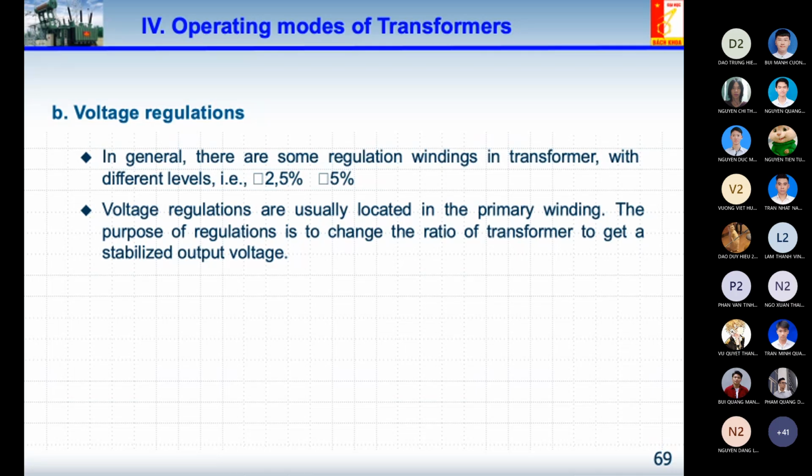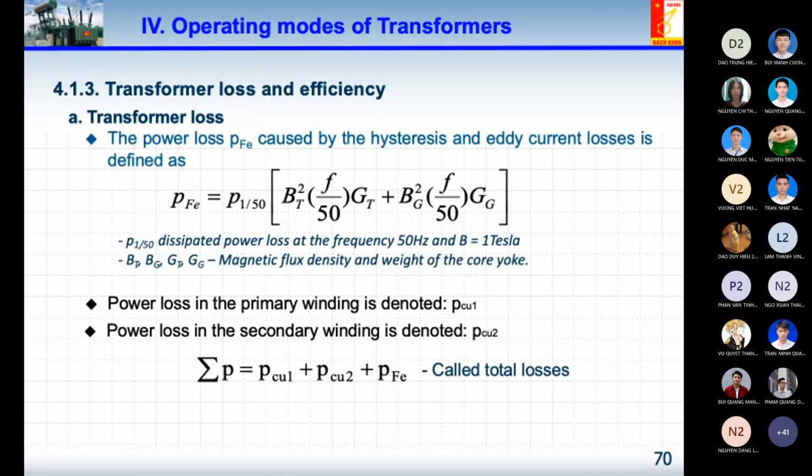And for the next slide, I'm going to show you how to compute the transformer losses. Up to now, you can tell me how many losses appear in the transformer. We have three main losses coming from the transformer. The first one comes from the primary winding, that is the copper loss denoted by PC1. Of course we can come back to this expression later. First of all, we are discussing the transformer loss.